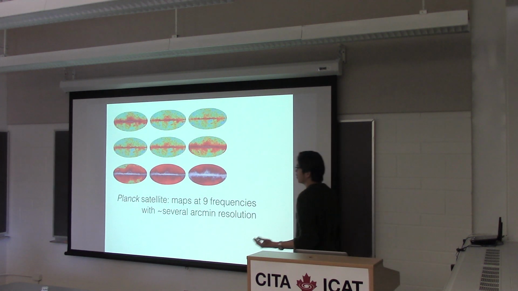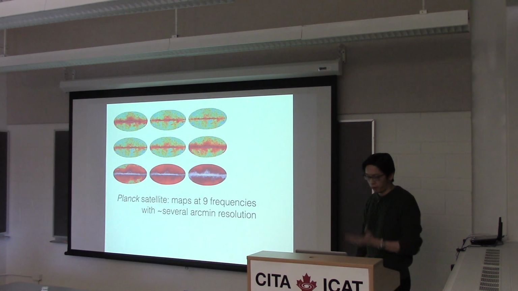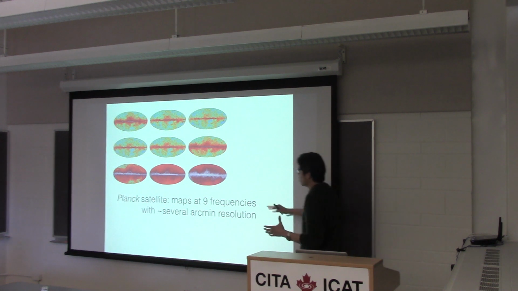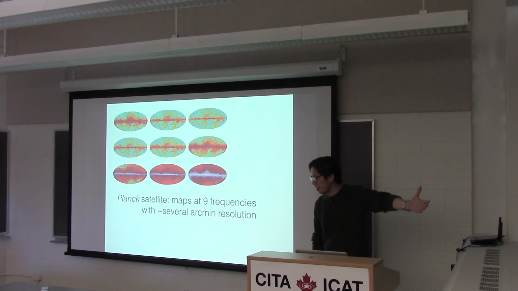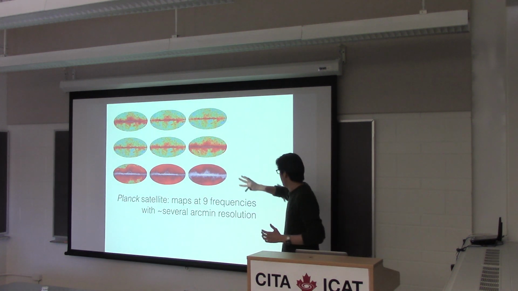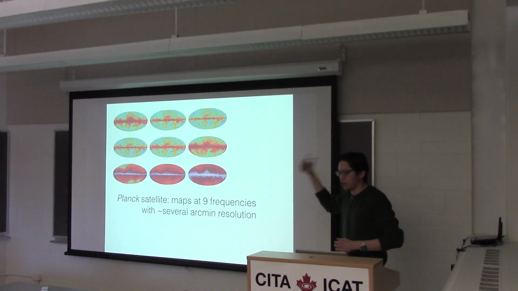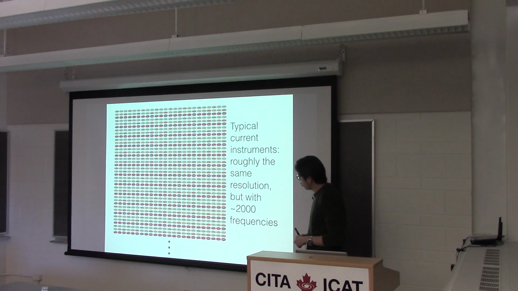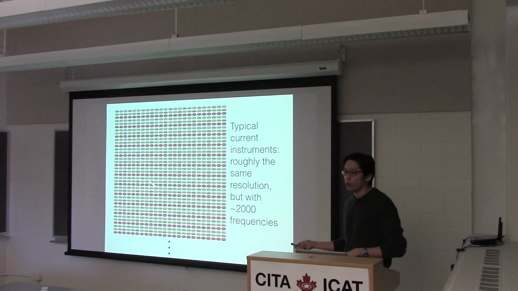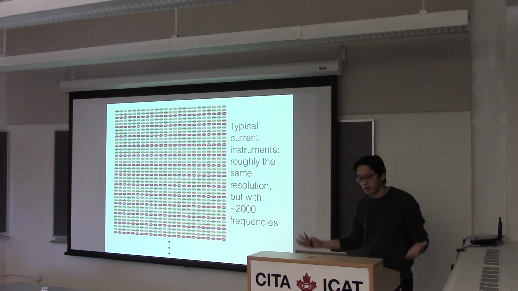Now, even with current instruments, we're already dealing with a lot more data than something like this, right? And of course, this is not to minimize all the really hard, detailed work it takes to go from raw time order data in Planck all the way to these maps, plus all the work that needs to be put in to go from these maps to science constraints. But with our current generation 21 centimeter cosmology experiments, you are talking about order the same angular resolution, but now with, depending on the instrument, up to 2000 frequencies.